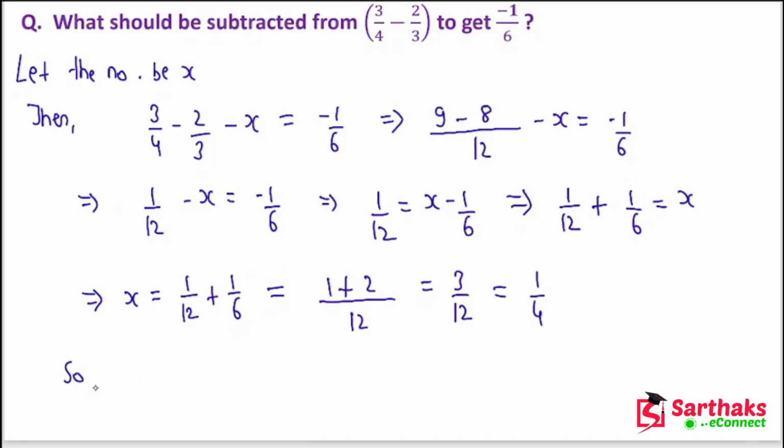So x equals 1 by 4, so the required number is 1 upon 4. So that is how we do a question based on subtraction of rational numbers. So this was all about subtraction of rational numbers and property of subtraction of rational numbers.